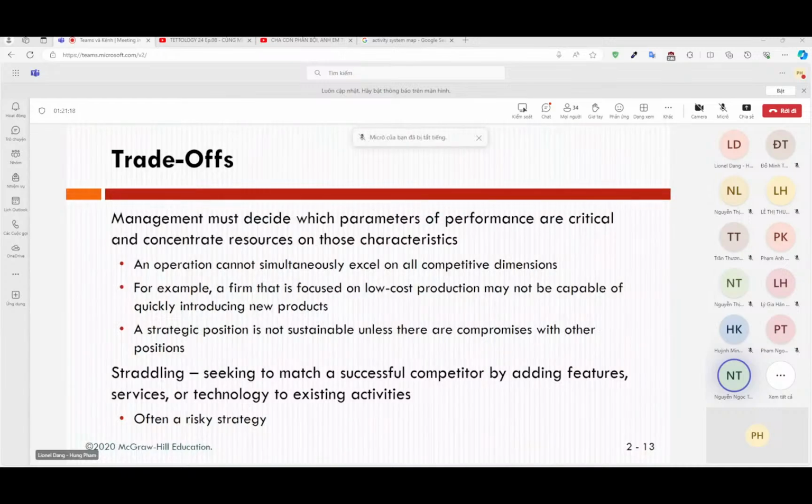A straddling strategy is a strategy where the company chooses to compete on two characteristics of a product. For example, if BMW introduced their car, they introduced the car as a luxury car and also high performance. Okay. Like a sport car, right?